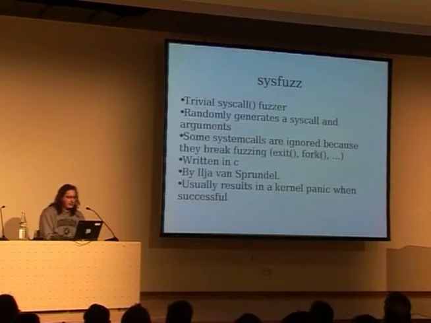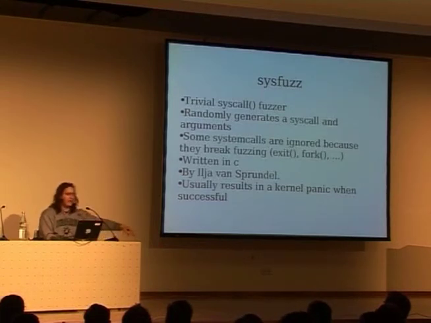Another one I made is a very, very small system call fuzzer. If you don't know what system calls are, they're basically a service that your kernel provides to you. You can just tell your kernel, I want that service, and give it some arguments. If your arguments are valid and you're allowed to do that system call, the kernel will do that for you.